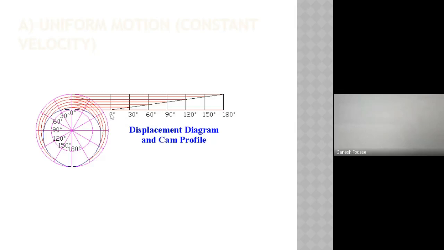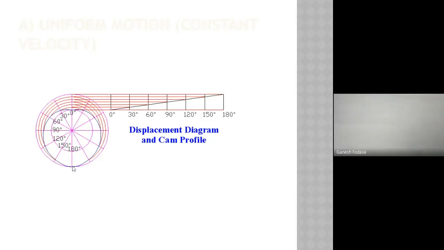At 0 degree, follower displacement is 0. At 30 degree, it is up to here. 60 degree, it is here, and so on. At 180 degree, follower is at highest position. And again, further, this is rise stroke. So during this cam rotation from 0 to 180 degree, the follower rises to this height. You can see from 0 to 180, this is cam displacement, follower displacement.